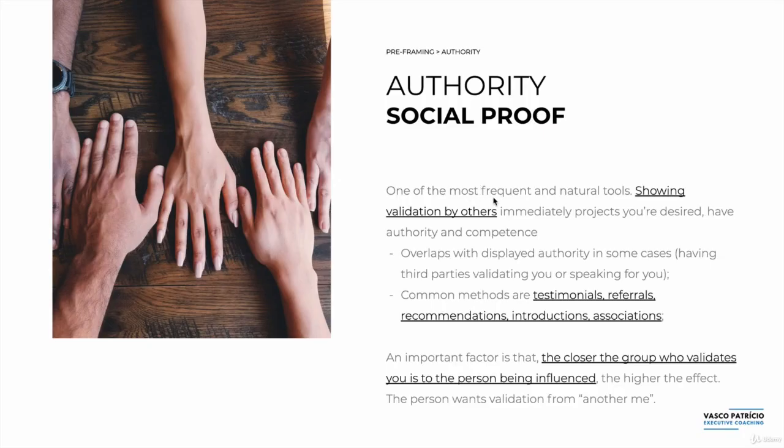You probably already know that social proof is one of the most frequent, but also one of the most natural tools for authority. Showing validation by others immediately projects you as somebody who is desired, with authority and competence. This technique overlaps with displayed authority in some cases, where third parties are introducing you, singing your praises, talking about results obtained with you. In fact, this can be considered a type of displayed authority, and possibly the most effective one at that. There are usually common methods for social proof: testimonials, referrals, recommendations, introductions, associations with a person.